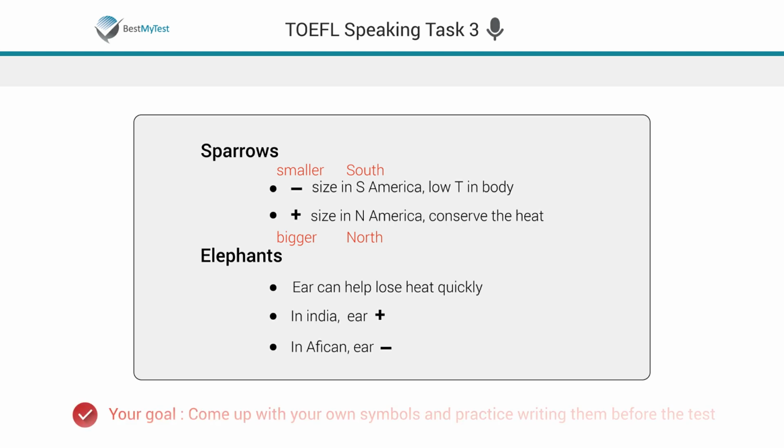So I strongly encourage you to come up with your own symbols and practice writing them before you take the test. This skill will help you a lot, not just on this task, but also on the listening part of the TOEFL, as well as speaking task 4. So here are some useful note-taking symbols and how they can really help you.